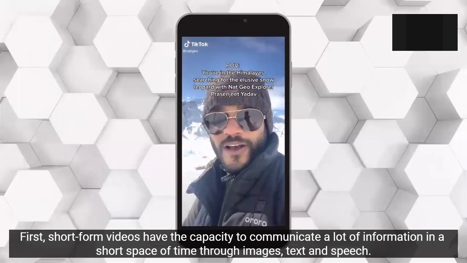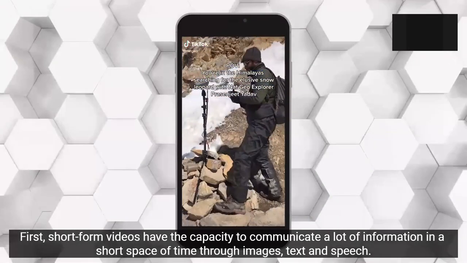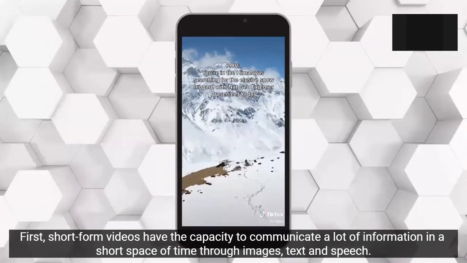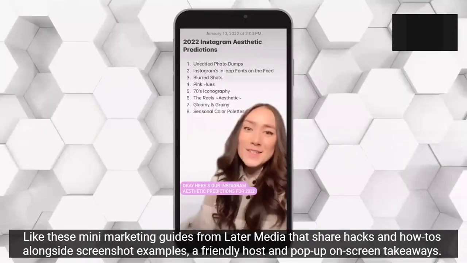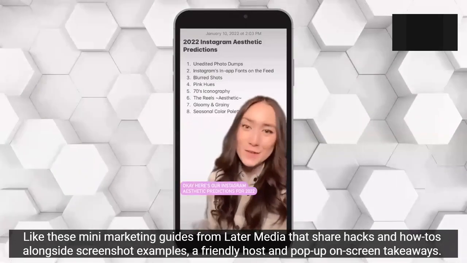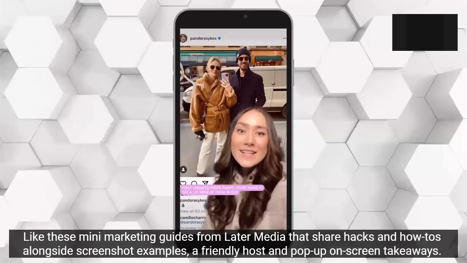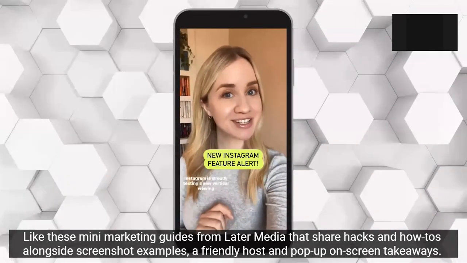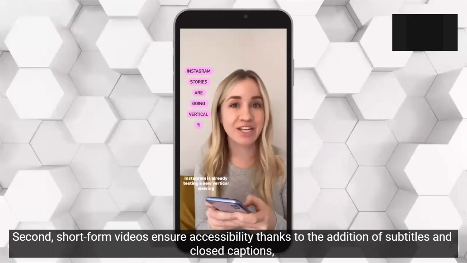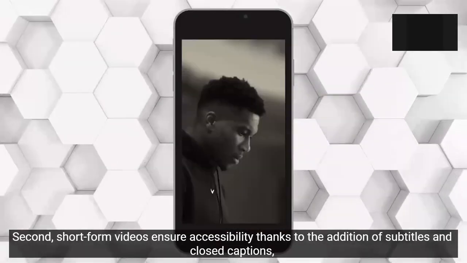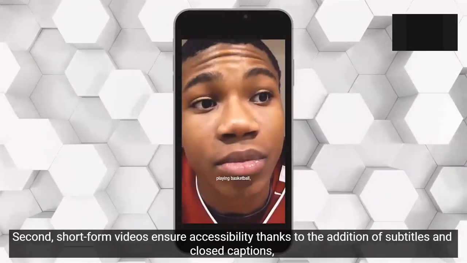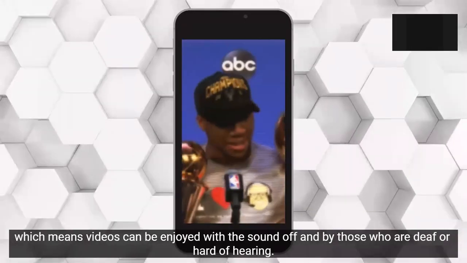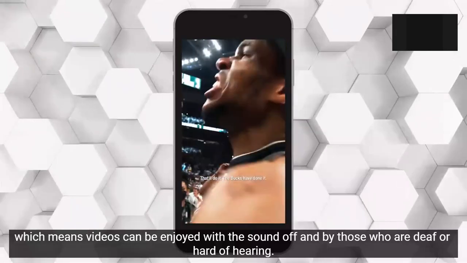First, short-form videos have the capacity to communicate a lot of information in a short space of time through images, text, and speech. Like these mini marketing guides from Later Media that share hacks and how-tos alongside screenshot examples, a friendly host, and pop-up on-screen takeaways. Second, short-form videos ensure accessibility, thanks to the addition of subtitles and closed captions, which means videos can be enjoyed with the sound off and by those who are deaf or hard of hearing.